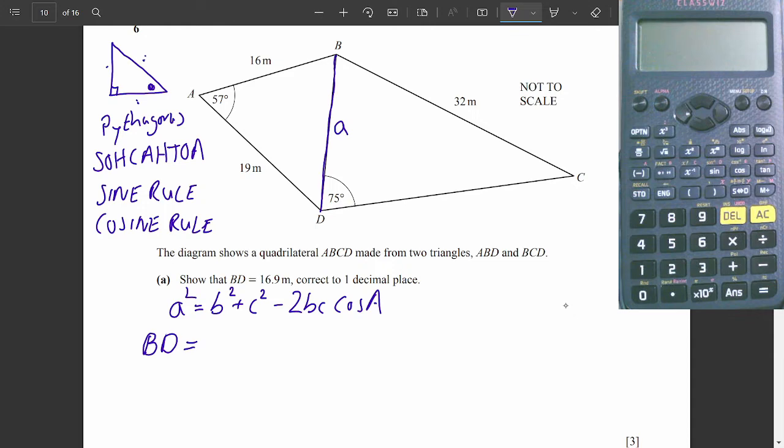And to save time later on, I'm going to move this square to the other side already. That means we're going to square root everything. Now b and c don't matter. In this case, we can make 19 b because it's opposite B. That's 19 squared. And even though this is angle D, we can relabel it c. But if we swap those two around, 16 and 19, it doesn't matter. Then it's minus 2, b is 19, c is 16, cos, and A would be 57.